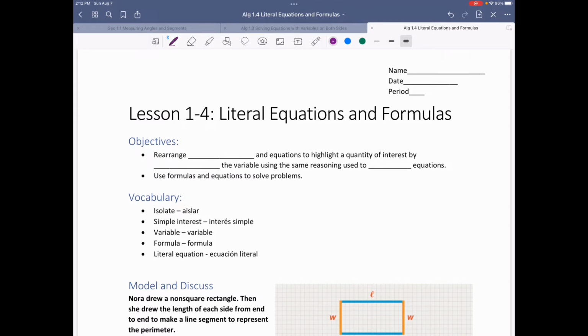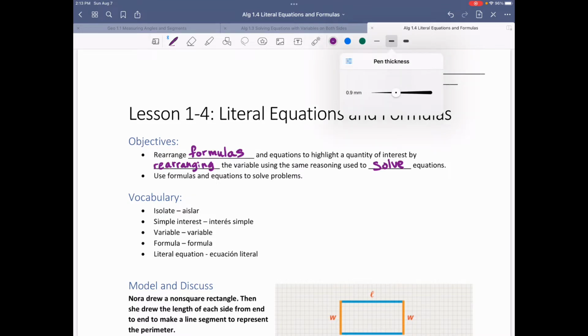Today's lesson is 1-4, literal equations and formulas. And the objectives for today are: rearrange formulas and equations to highlight a quantity of interest by rearranging the variable using the same reasoning used to solve equations. Use formulas and equations to solve problems.